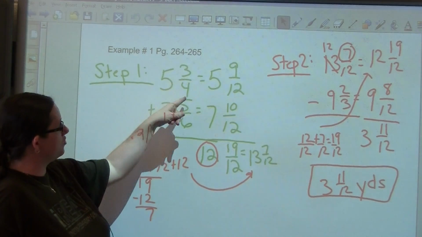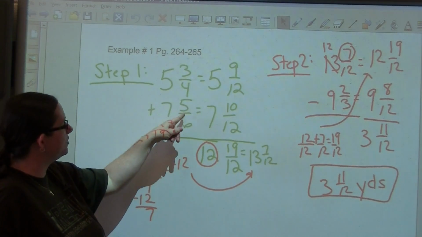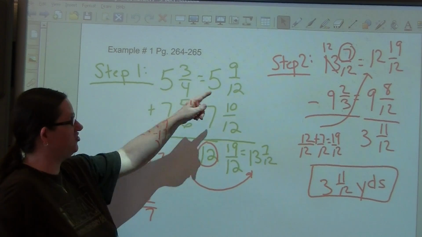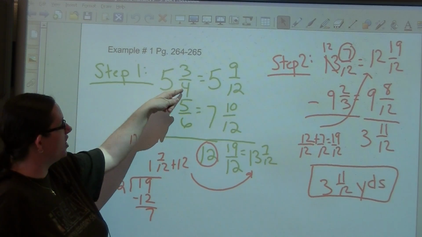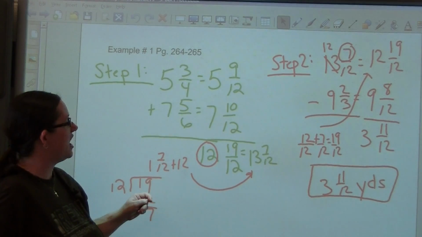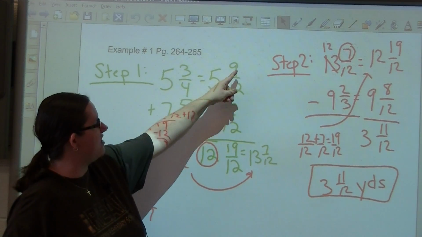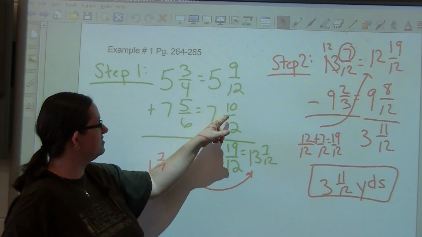We said you take the 3/4. We can't do 3/4 plus 5/6. They need a common denominator. We said the LCD was 12, so we need to change the 3/4 to 9/12. Go ahead and get that copied down. And then the 5/6 becomes 10/12. So now we have 5 9/12 plus 7 10/12.